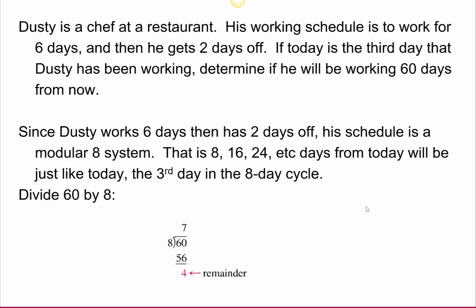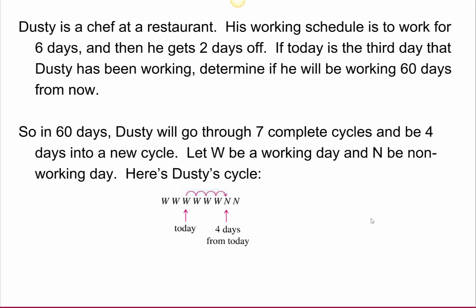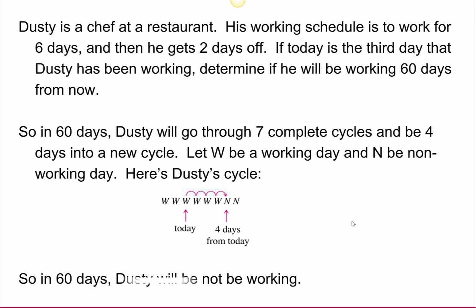So first we want to take 60 and divide by 8. We get 7 with a remainder of 4. So if we look at Dusty's cycle, he works for 6 days, he's off for 2 days. He's right here in the third working day of his cycle, and we're going to move ahead 4 days, 1, 2, 3, 4, and he won't be working in 60 days.